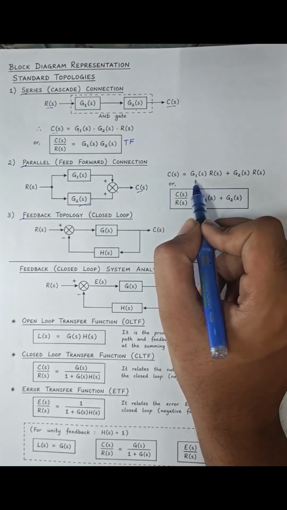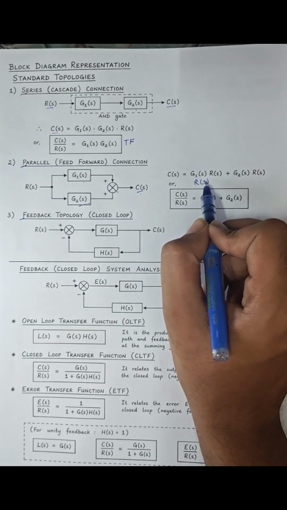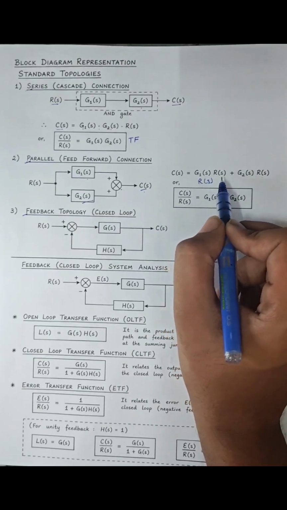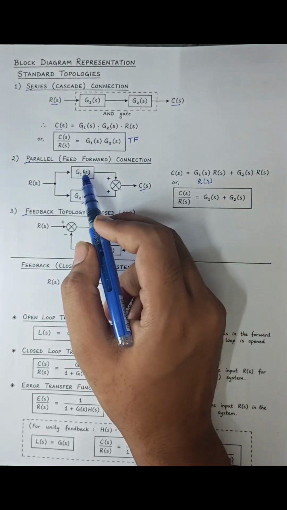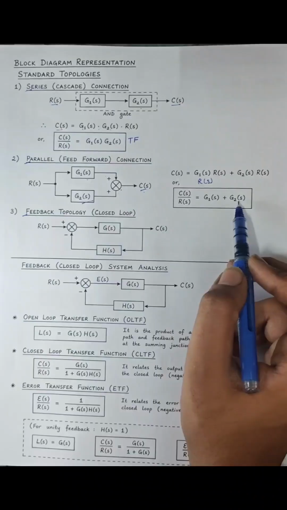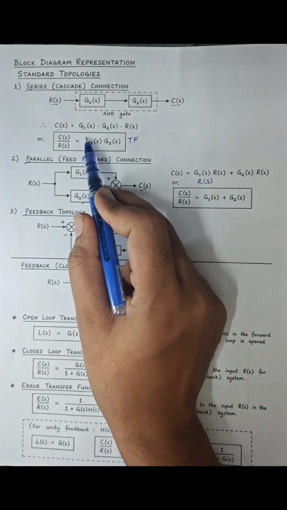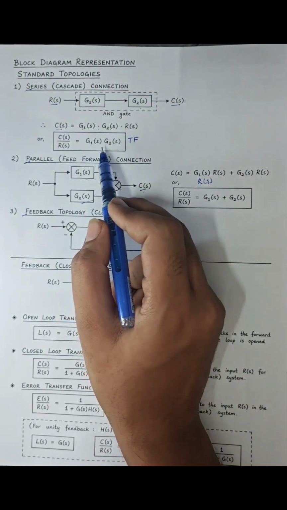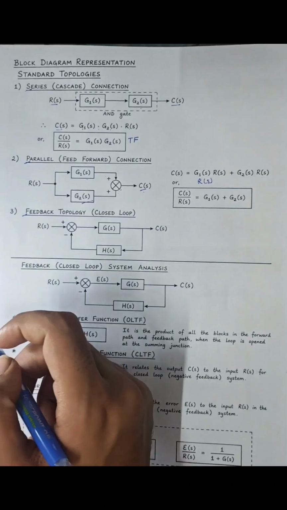We will take R(s) common here. R(s) will be taken as common, and here it will become G1 plus G2. So the total overall gain becomes G1 plus G2. For the series, the overall gain becomes G1 into G2. Now we move to the next, the feedback topology.